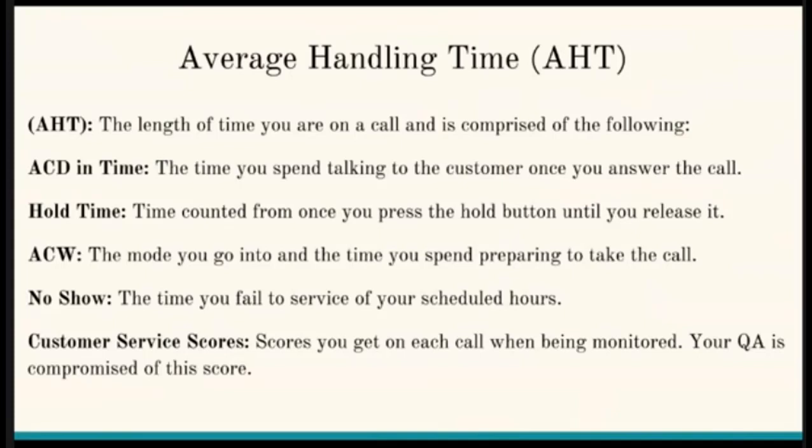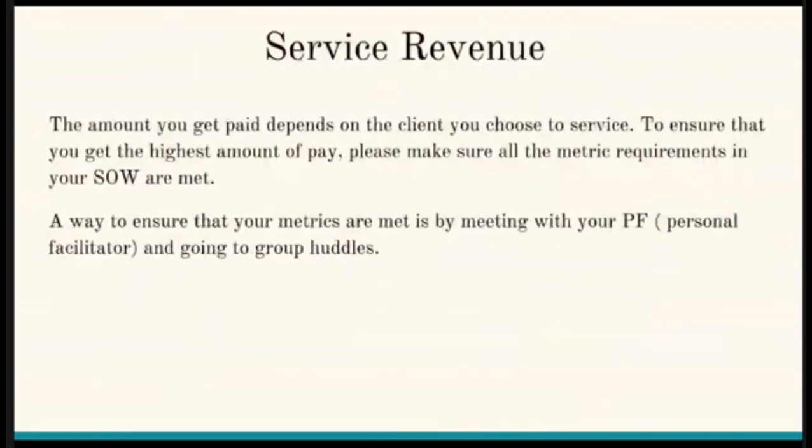Your customer service scores are the scores that you get on each call when being monitored. Your quality, which is your QA, is going to be comprised of this score. Your service revenue is the amount that you will be getting paid. And now that amount that you get paid depends on your client that you choose to service, okay? So to ensure that you do get the highest amount of pay, please make sure that you do follow all of your metric requirements in your SOW.